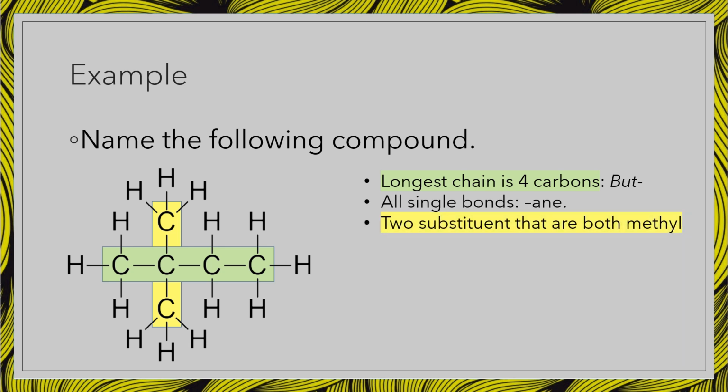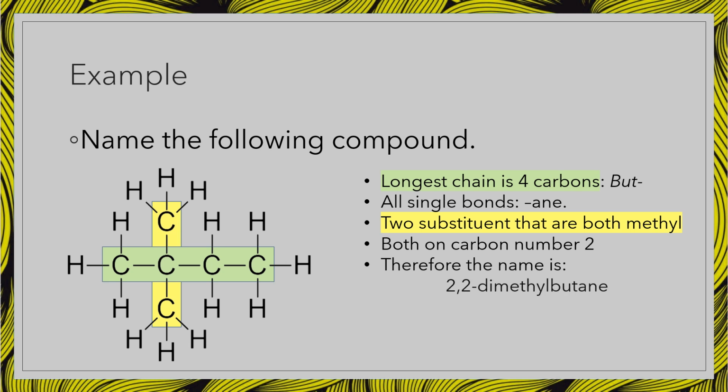There's 2 substituents that are both methyl, and they're both on carbon number 2. Now, when we're numbering them, we need to specify that they are both on carbon 2. So the way we put it together, we do number, comma, number, dash, name. So they're both on carbon 2, so it's 2,2-dimethylbutane. And that's how we name that one.